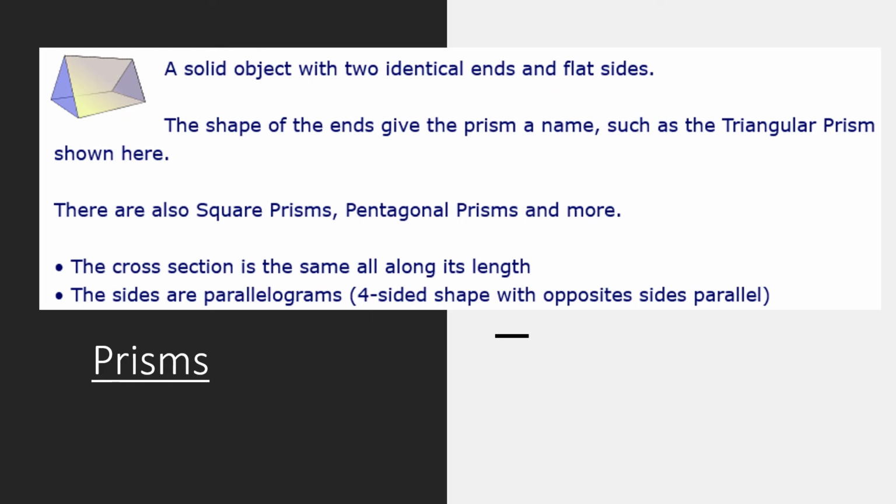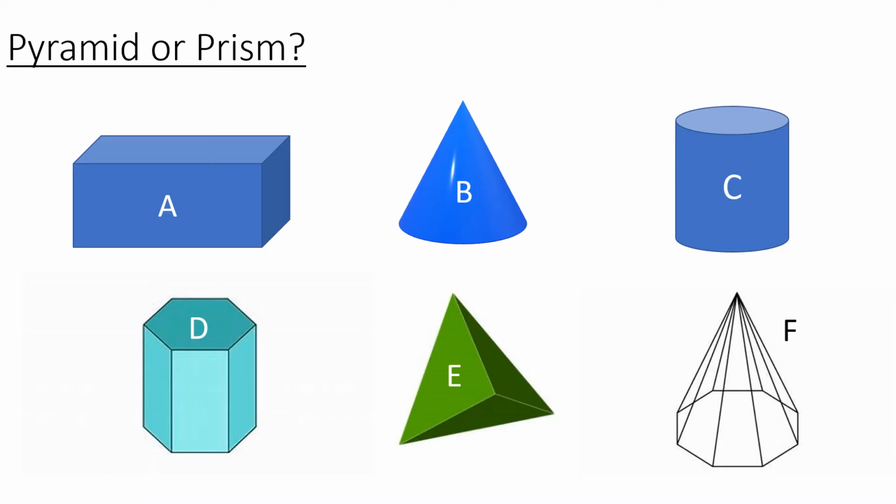Okay, so that's a pyramid and a prism. I'd now like you to pause the video and write down A, B, C, D, E, F, and next to each of them, do you think is a pyramid or a prism? Remember, a pyramid is the ones with triangular sides coming up to the apex, the top, and a prism is a shape where you cut through it and you get the same shape, so it's got two identical ends.